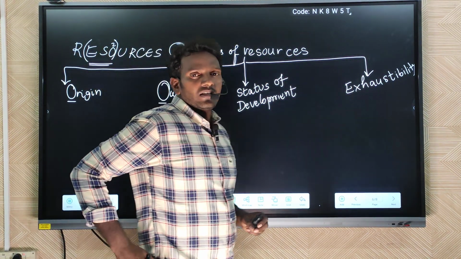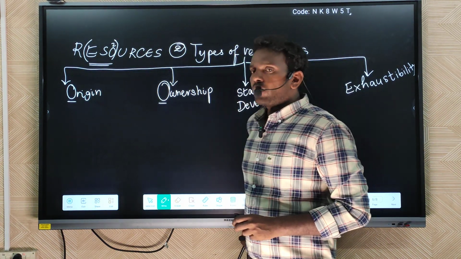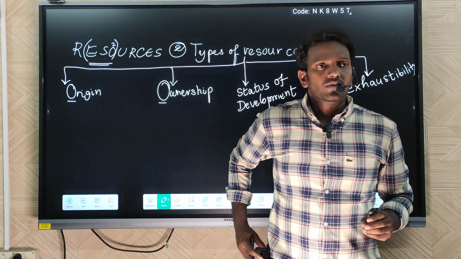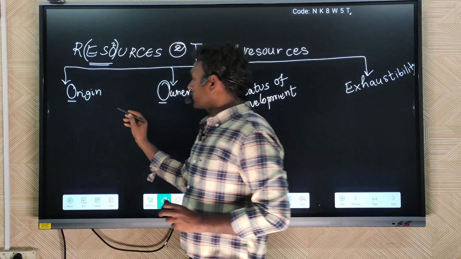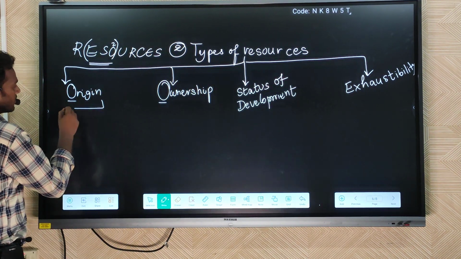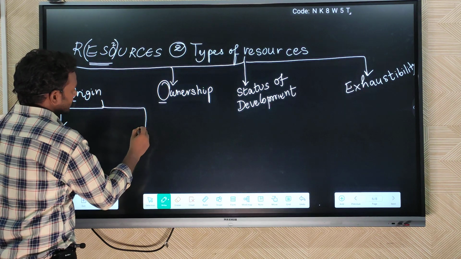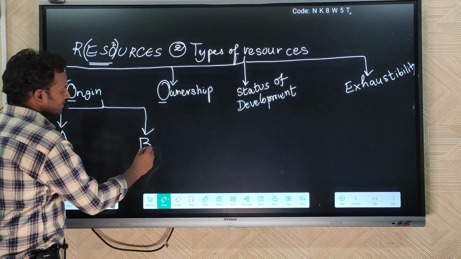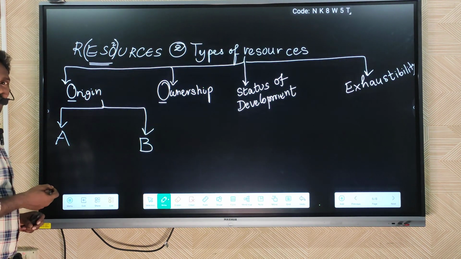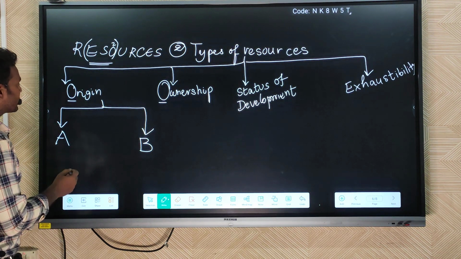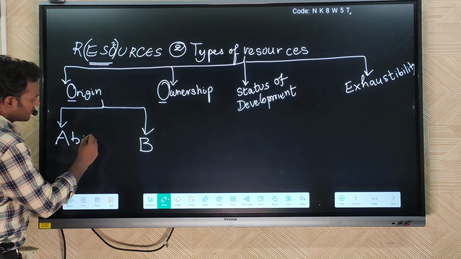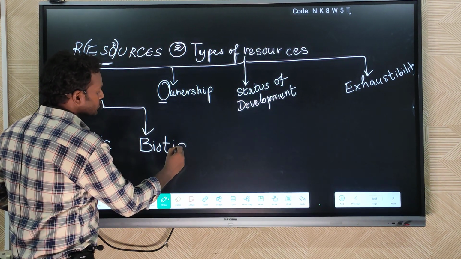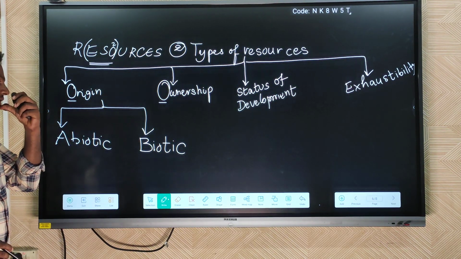We will discuss these resources one by one. Based on origin, resources are classified into two types. Everybody knows A and B, these are the alphabets. A stands for abiotic, B stands for biotic. Based on origin, resources are divided into 2 types. The first one is abiotic, the second one is biotic.